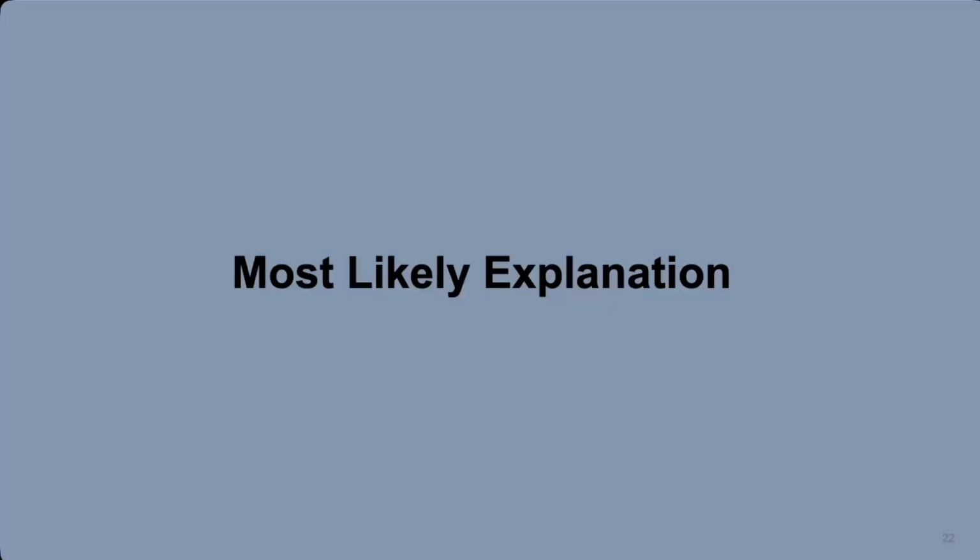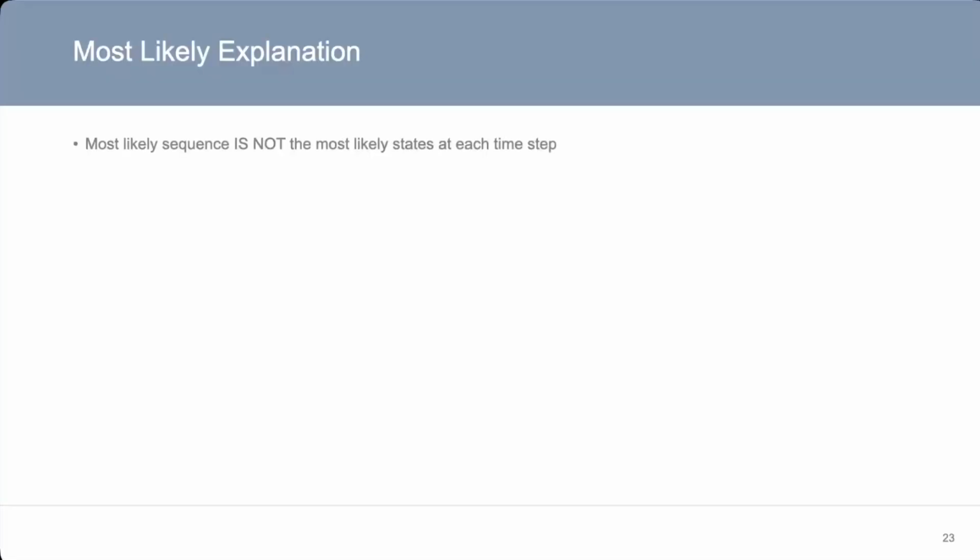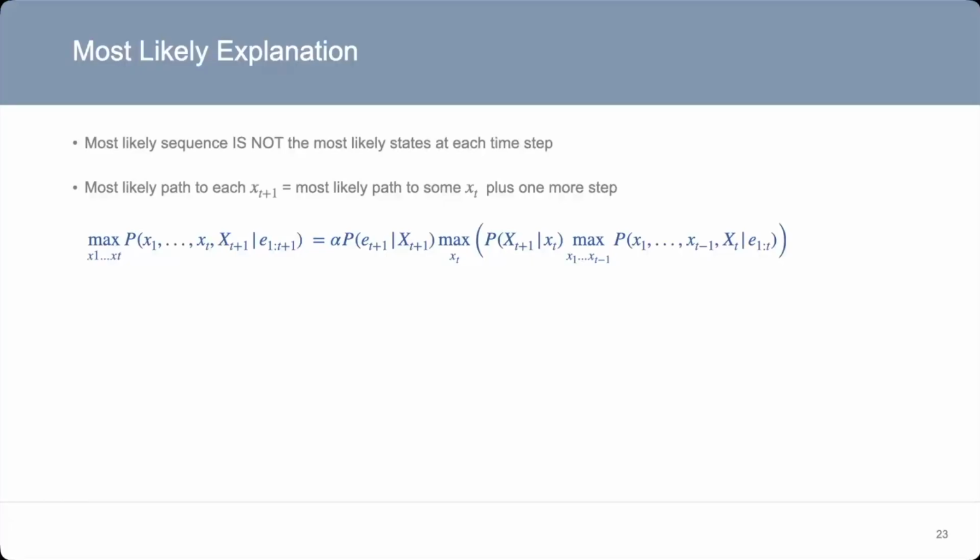Let us now turn to the concept of most likely explanation. The most likely explanation task asks what sequence of states most likely generated a given set of observations. An important subtle point is that the most likely sequence of states is not the same as choosing the most likely state at each time step individually. Instead, we compute the most probable entire path through the state space. The most likely path to each x_{t+1} is the most likely path to some x_t plus one more step, mathematically given as this.